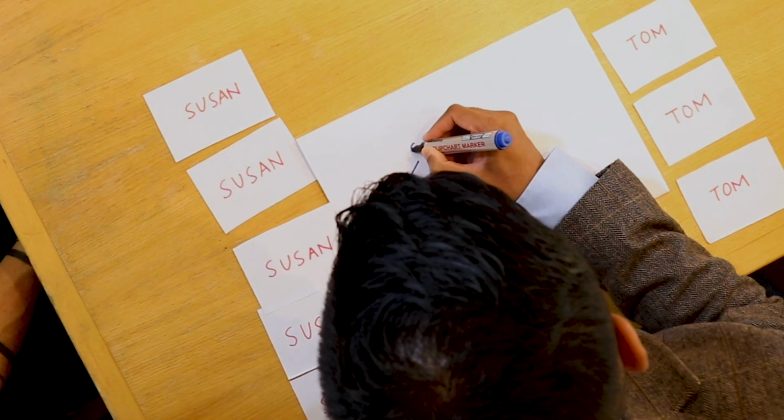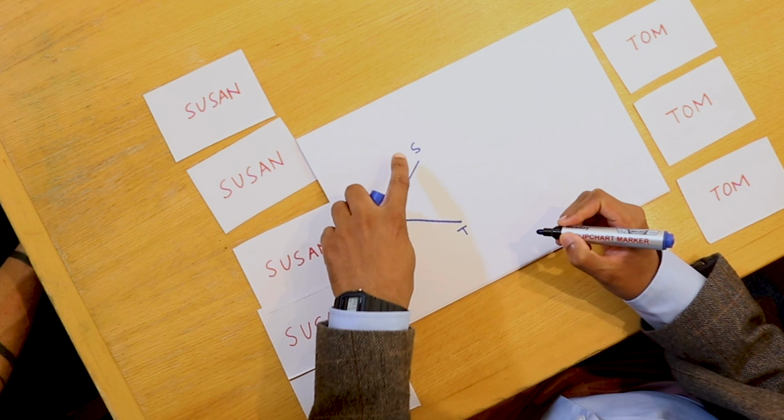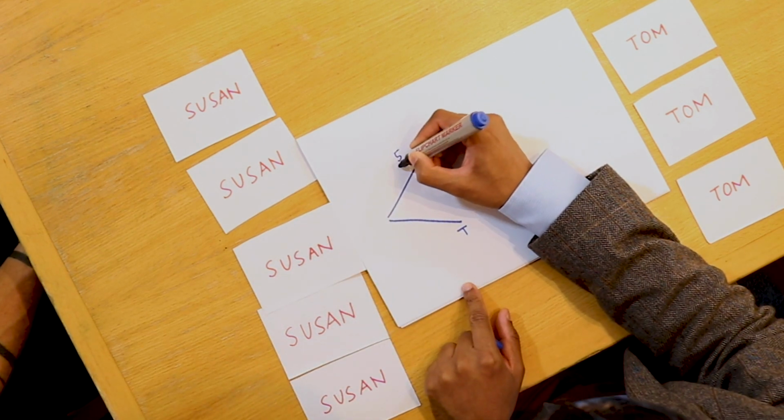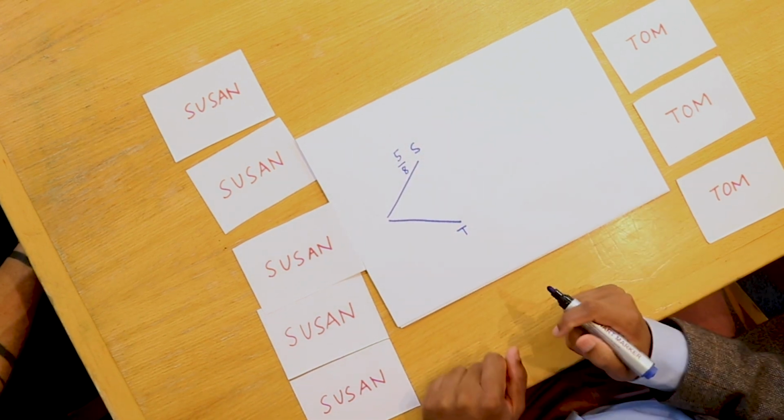So if, again, I turn them all upside down and mix them up, what's the chance of picking Susan first of all? 5 out of 8. I agree. And then the chance of picking Tom? It's got to be 3 out of the 8. So we can represent this in something called a tree diagram. We said the chance of picking Susan was 5 out of 8, and the chance of picking Tom, 3 out of 8.